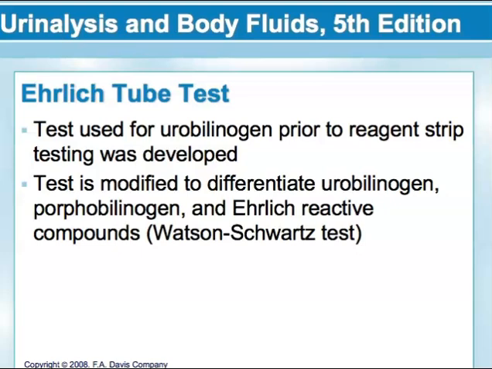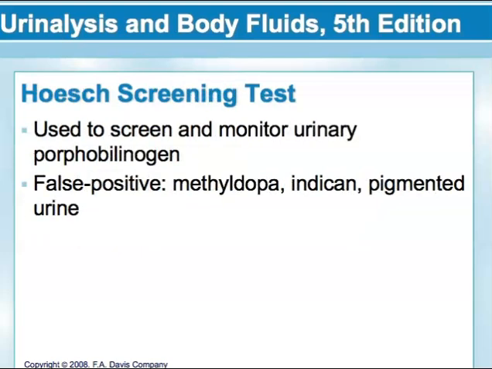So for Ehrlich, just know that it is a test that was used before the reagent strip testing method was developed, and this method was modified into the Watson-Schwarz test to differentiate between urobilinogen, porphobilinogen, and Ehrlich reactive compounds. And then the Hoesch screening test can be used for rapid screening or monitoring of urinary porphobilinogen.